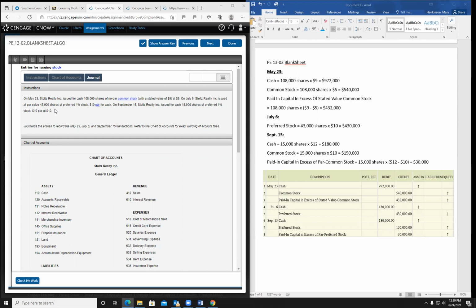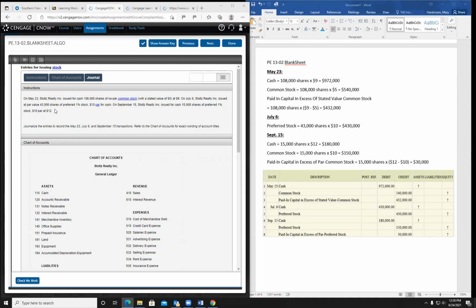So we know that we're going to have some paid in excess that we're going to have to record. Then again, it said on July 6th, Stoltz Realty Inc. issued at par value 43,000 shares of preferred stock at a $10 par. And then on September 15th, Stoltz Realty Inc. issued for cash 15,000 shares of preferred. That's a $10 par at $12. So again, we're going to have excess paid in capital again.